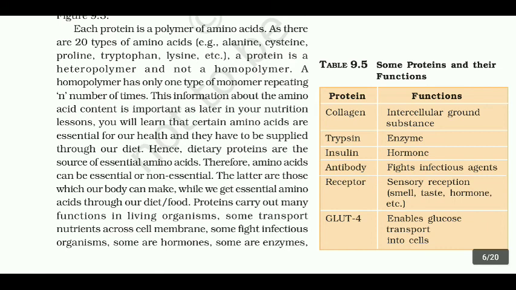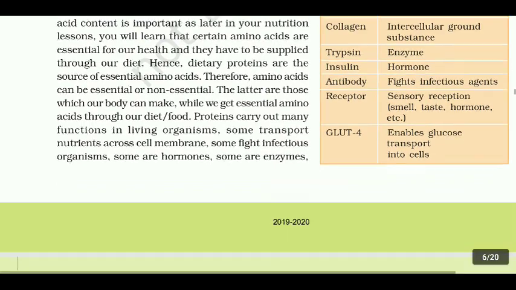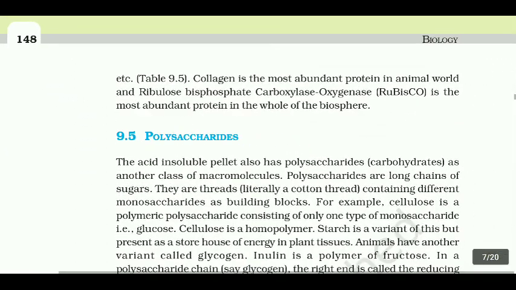Proteins carry out many functions in living organisms. Some transport nutrients across cell membranes, some fight infectious organisms, some are hormones, some are enzymes, etc. Collagen is the most abundant protein in the animal world, and ribulose bisphosphate carboxylase oxygenase, RuBisCO, is the most abundant protein in the whole of the biosphere.